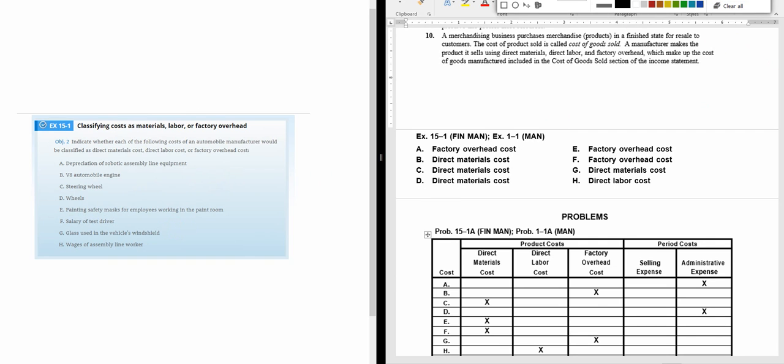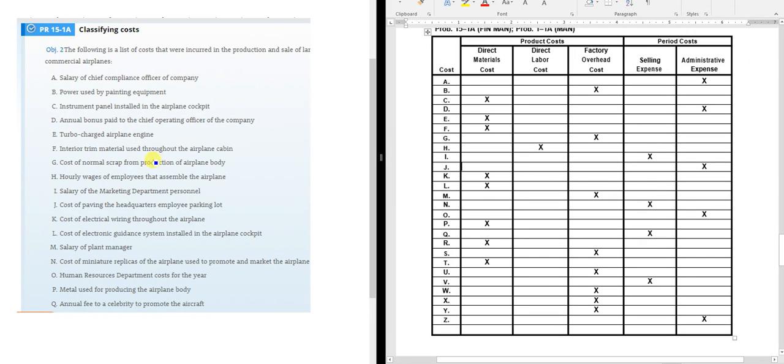All right, so we're going to go on to the next one. We're going to do the same thing as this one, but some of these can be product or period. So we're first going to ask if it's product or period. Again, ask yourself if it happens in the factory. If it happens in the factory over here, it's a product cost. If it happens in the office or sales building, it's a period cost.